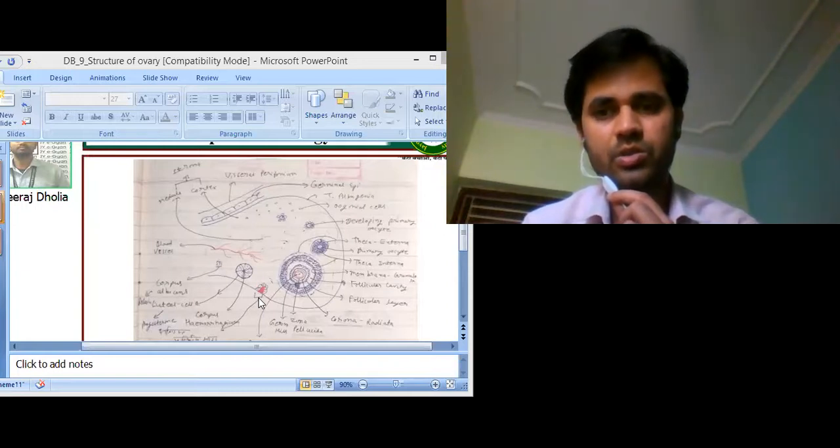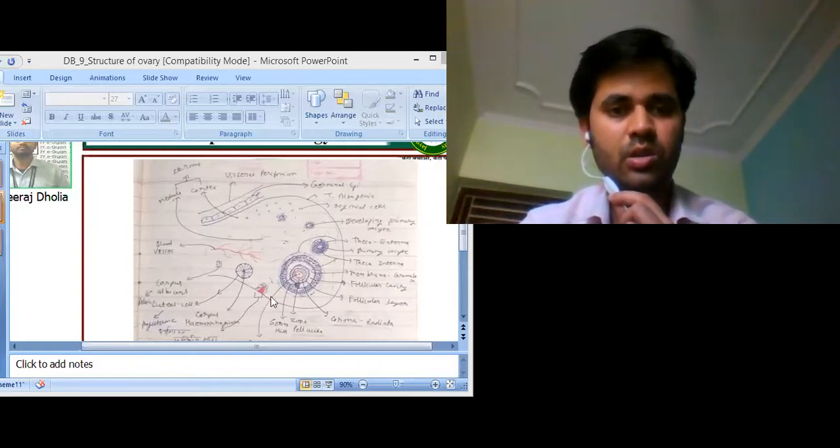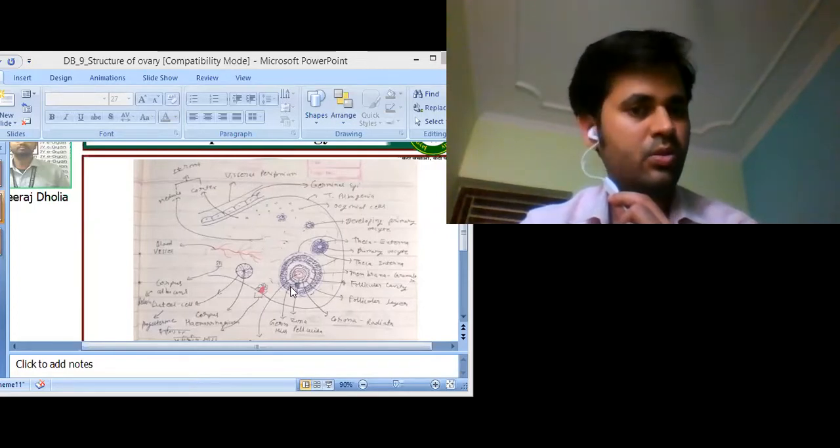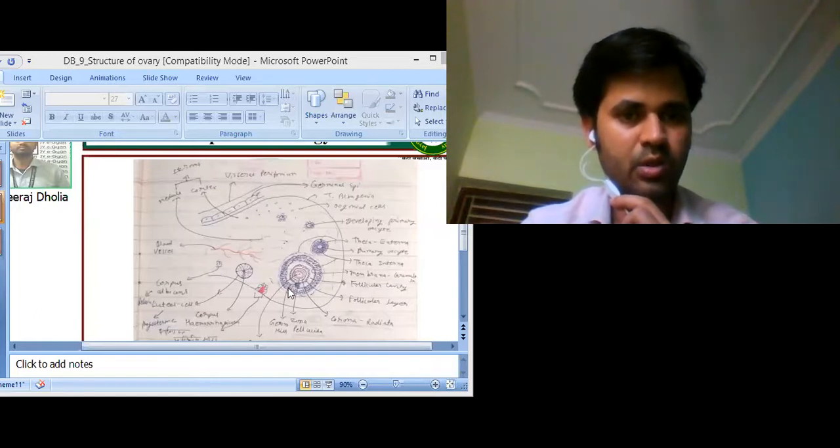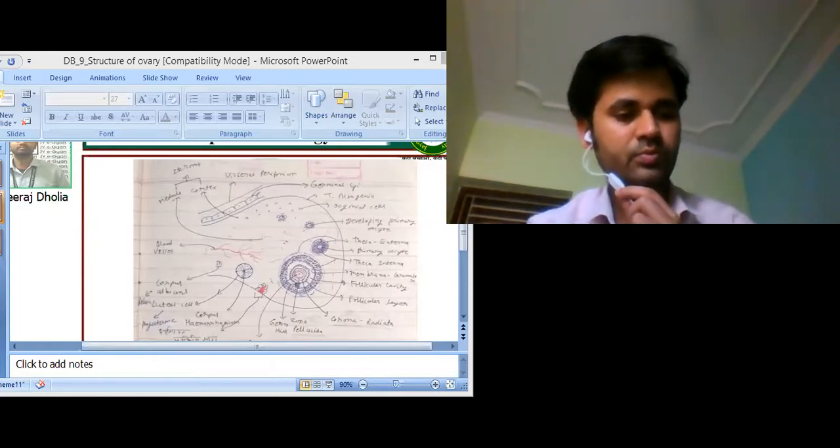A few cells surround the blood clot that secretes the hormones and make it a gland like structure. This structure is known as the corpus luteum. If fertilization occurs, the corpus luteum remains for a longer period, and if fertilization does not occur, it also degrades. These are the blood clot and the blood vessels in this ovary. This is the fine structure of the ovary.